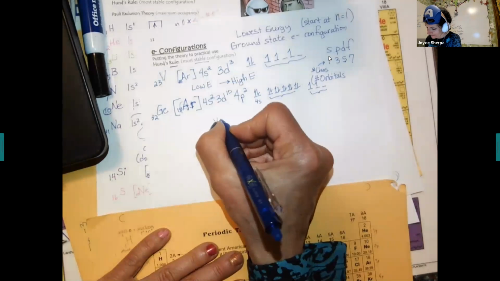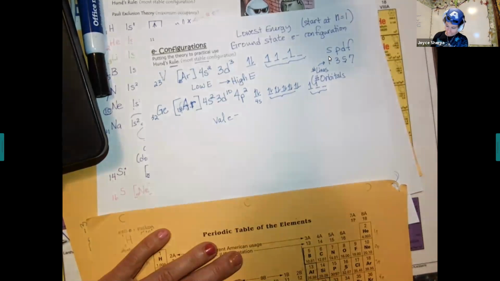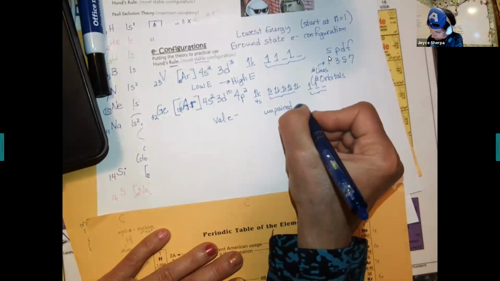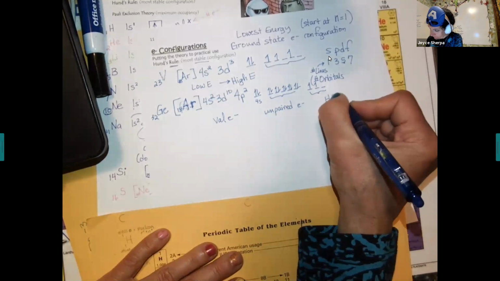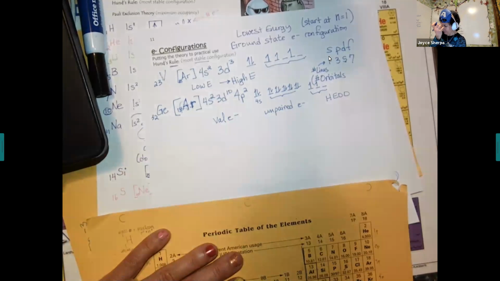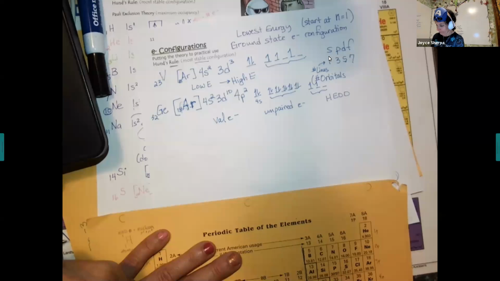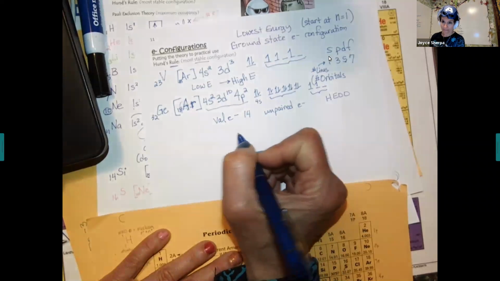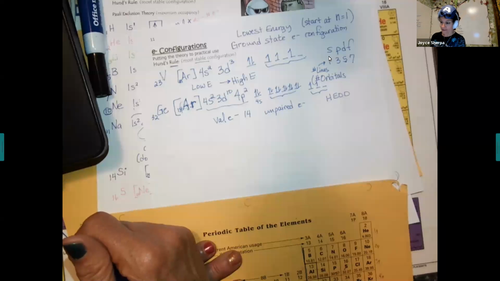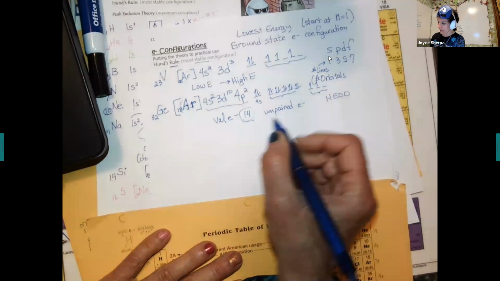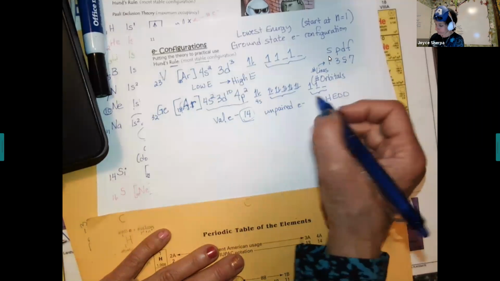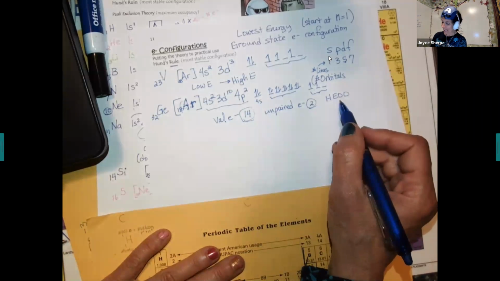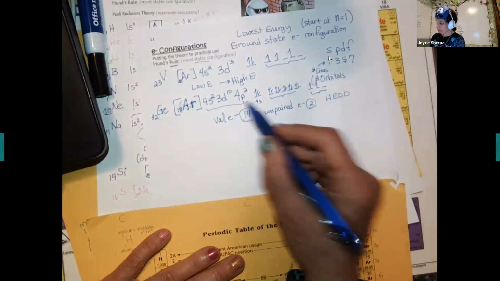So if I ask you valence electrons, unpaired electrons, and the HEO, valence electrons, this is going to be 14. Everything after our noble gas. So there's 14. Unpaired, only those 2. And the HEO is the last that has any electrons. So that would be my 4p.